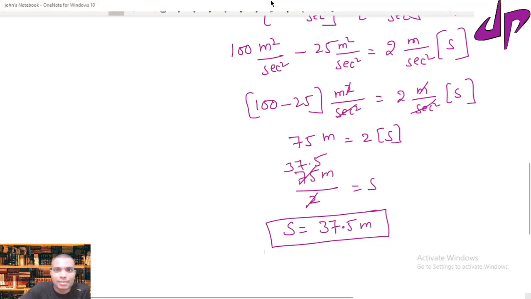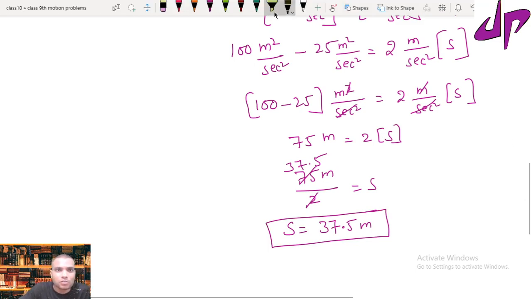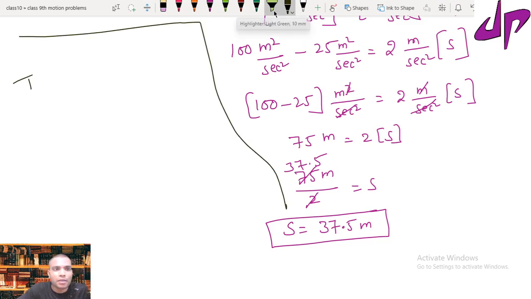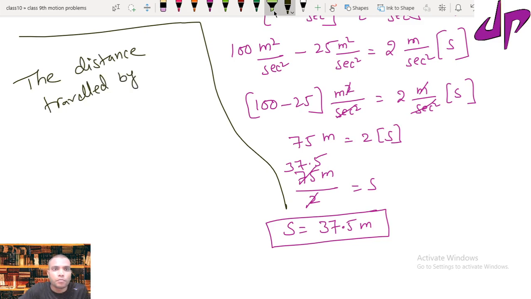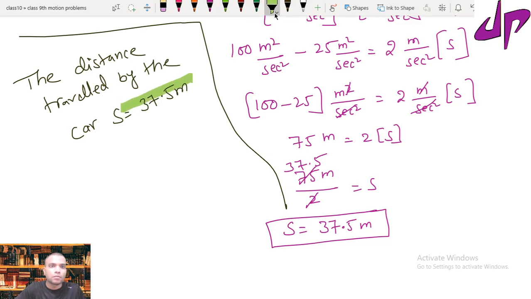I can write that answer here, so I can use my space. The distance traveled by the car, s equal to 37.5 meter. So this is the final result for the B option.